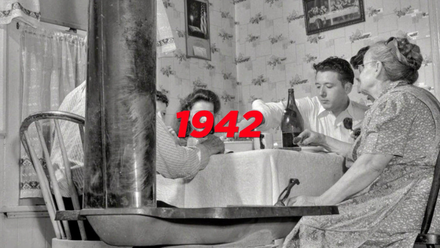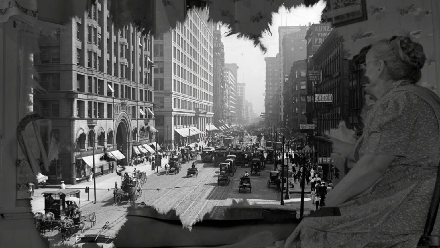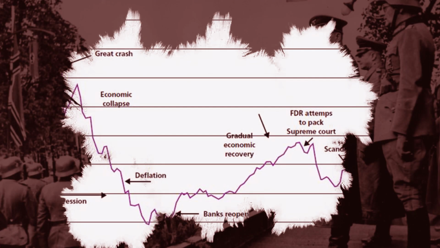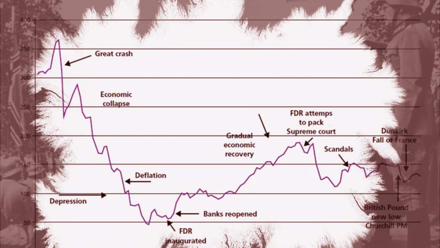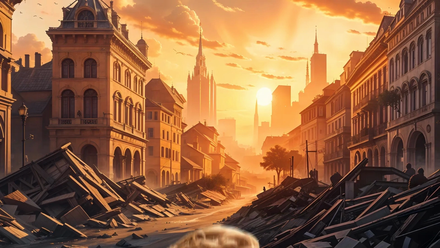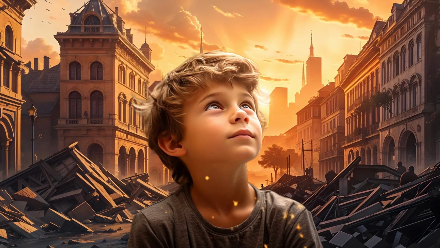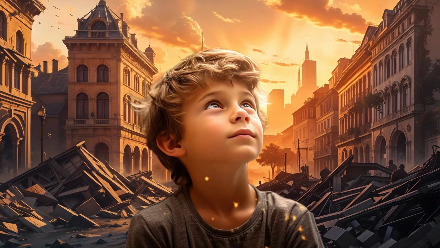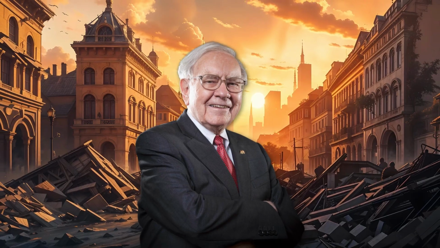Imagine it's 1942. The world is in chaos. World War II is underway, the economy is uncertain, and the stock market is unstable. But in the middle of all this, an 11-year-old boy made a decision that would change everything. That boy was Warren Buffett.